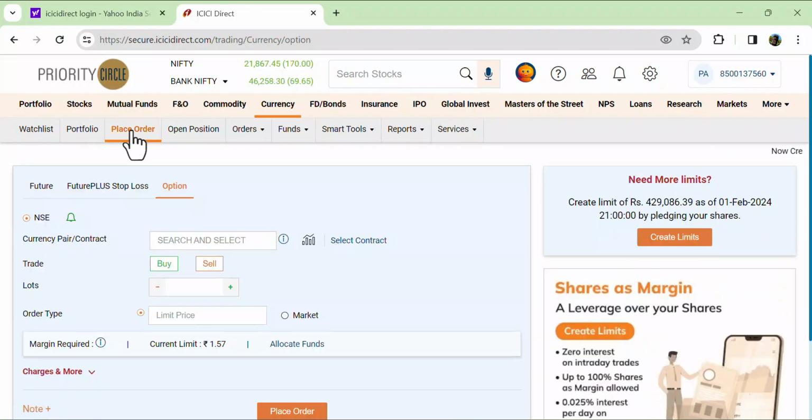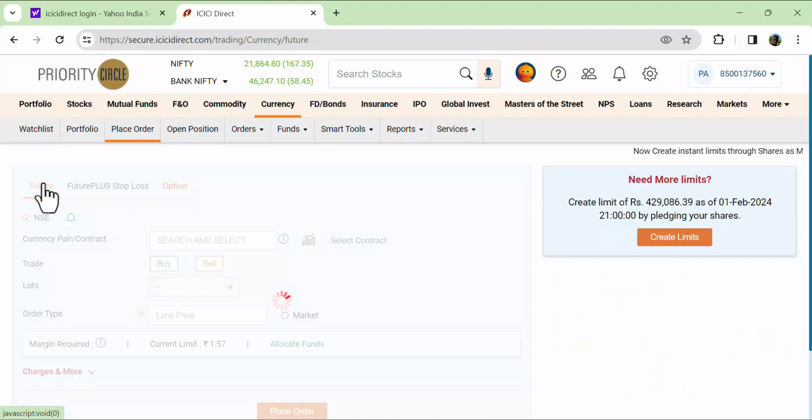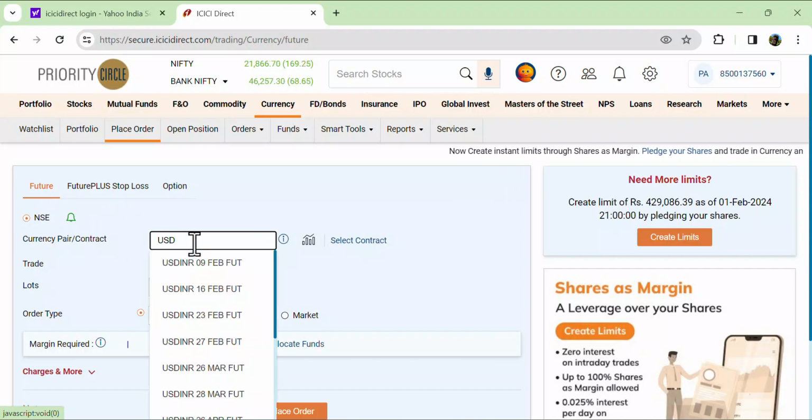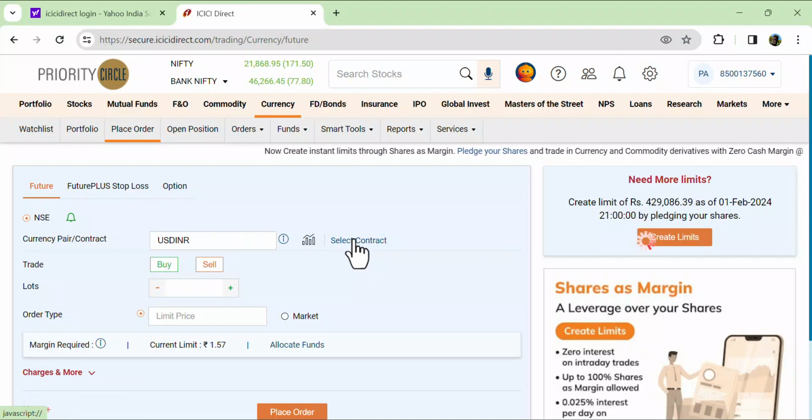So I am an importer. I want to place an order. Here there will be national stock exchanges. Futures is there, so I'll go to futures. Otherwise, you have options also. So I'll click futures. Then I say USD INR. The moment I say USD INR, I can select a contract. Of course, it's giving me all the contracts.